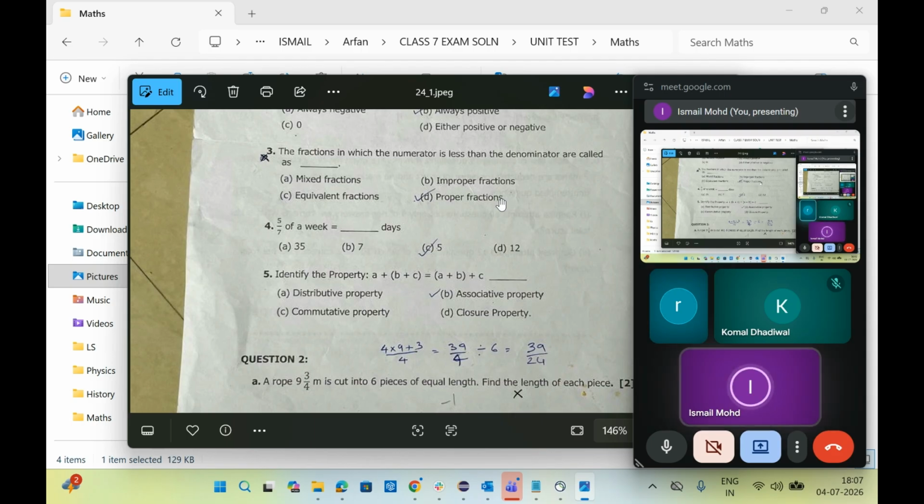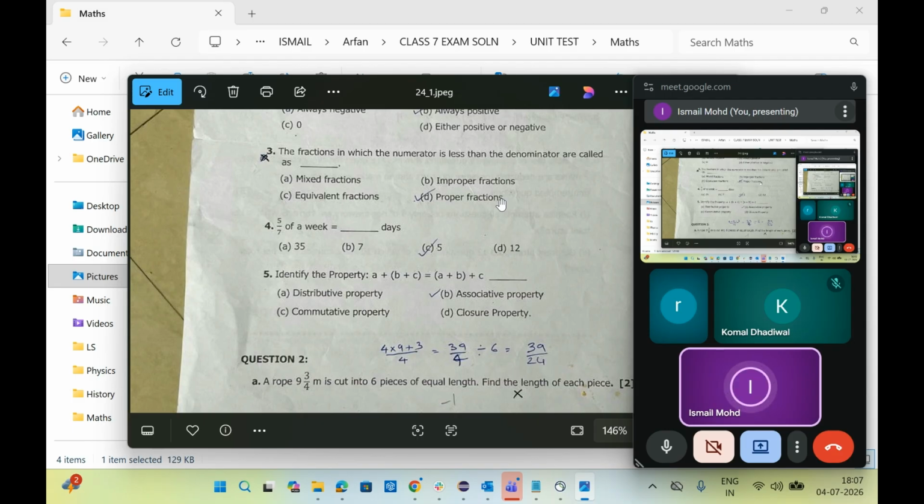There is also one acronym that you need to remember: SPOON. Same sign positive, opposite sign negative. In that way also you can remember. So negative into negative, positive; positive into positive, positive; negative into positive, negative; positive into negative, negative. Same sign positive, opposite sign negative. You need to remember it.